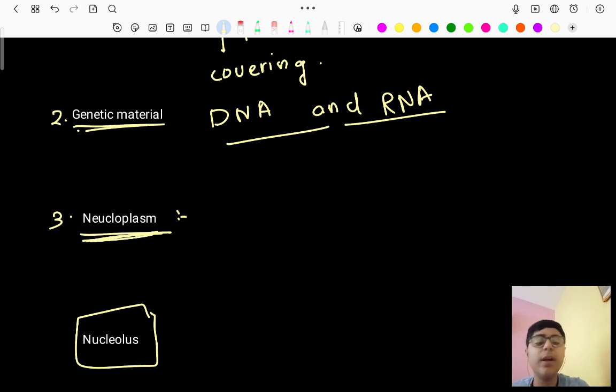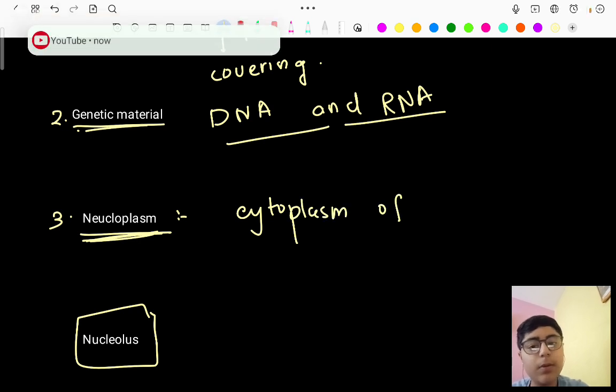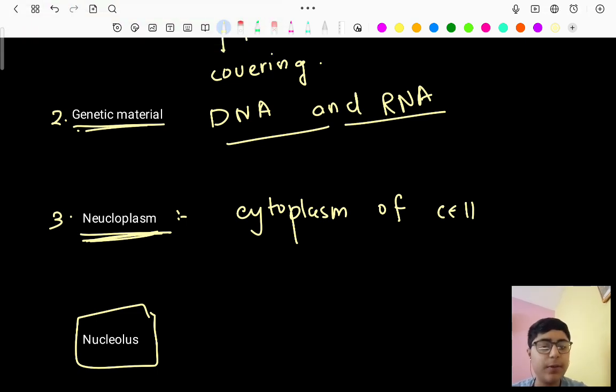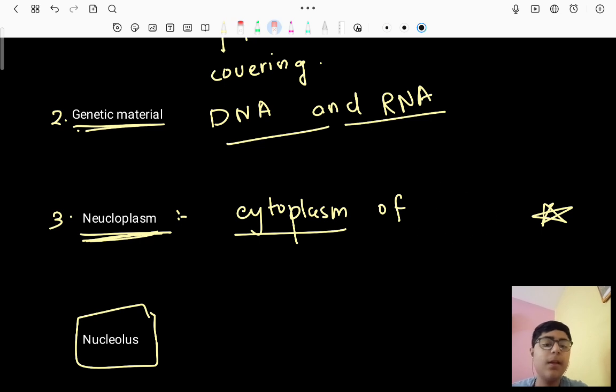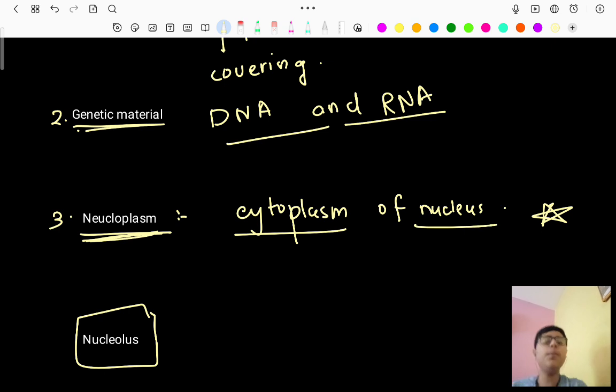Okay, what do we mean by the nucleoplasm? Nucleoplasm is the cytoplasm, simply cytoplasm of the cell. Sorry, extremely sorry for this. Cytoplasm of the cell is basically the nucleoplasm. It can be used as a mnemonic: cytoplasm for the nucleus. Cytoplasm of the nucleus is known as the nucleoplasm.